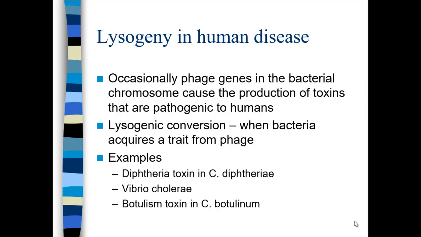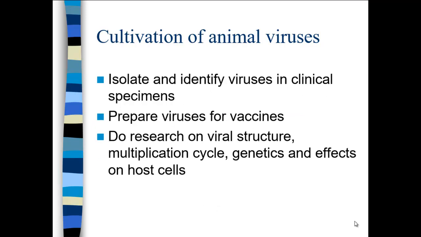And the diphtheria toxin from Corynebacterium diphtheriae, Vibrio cholerae, which causes cholera, and botulism toxin in C. botulinum are all examples of virus-based genes that incorporated into the bacterial genome. And these bacteria, once the viral DNA is incorporated, then the bacteria grow and divide, and they continue to replicate the viral gene, and that confers a new level of toxicity to the bacteria. Okay.